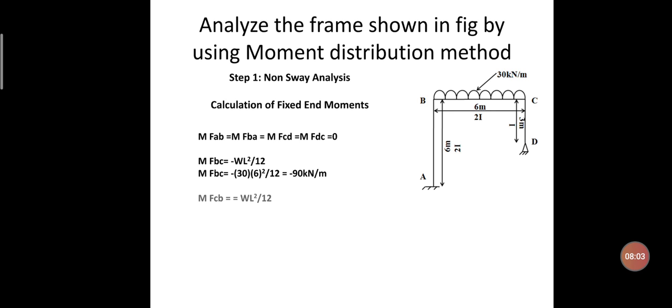Next is the calculation of fixed end moments at span CB. As the span BC or CB is loaded with a uniformly distributed load, the fixed end moment at CB is the positive value of the fixed end moment at BC, that is plus WL square by 12. If I solve that with W as 30 kilonewton per meter and L as 6 meters, I get the fixed end moment as plus 90 kilonewton meter. This is all about the calculation of fixed end moments in the non-sway analysis.